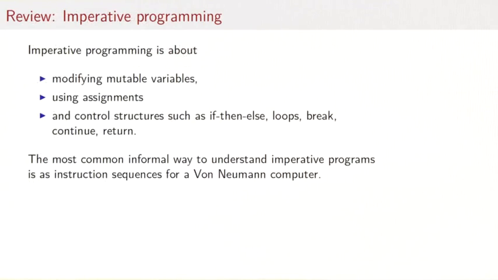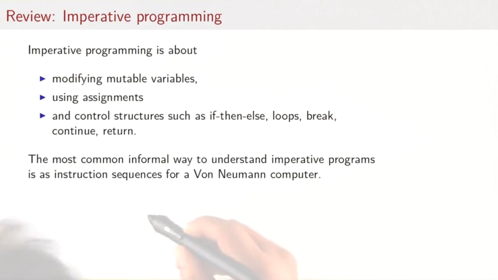So let's review what imperative programming is as a paradigm. Imperative programming is really about modifying mutable variables using assignments, and those will be composed with control structures such as if then else, loops, break, continue, return, and so on. The most common informal way to understand imperative programs is as instruction sequences for a von Neumann computer. Von Neumann was one of the pioneers of the computer, built the first computer around 1945.